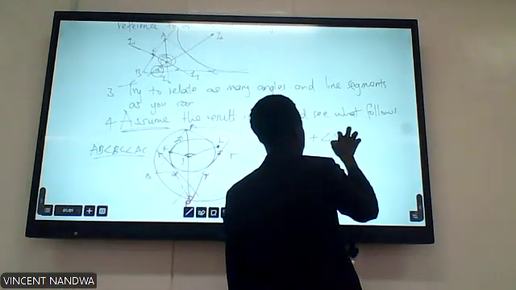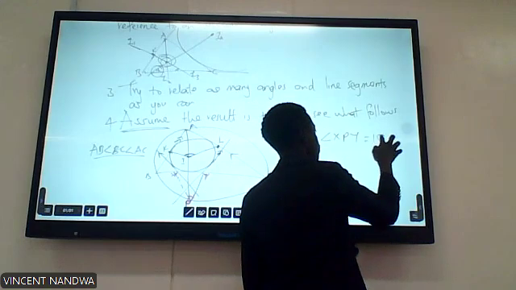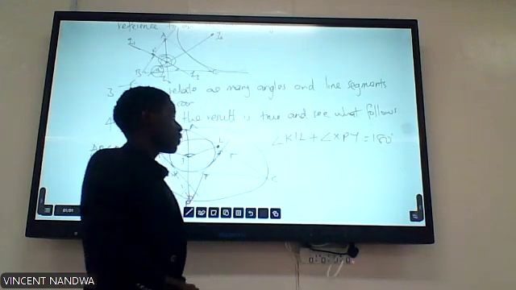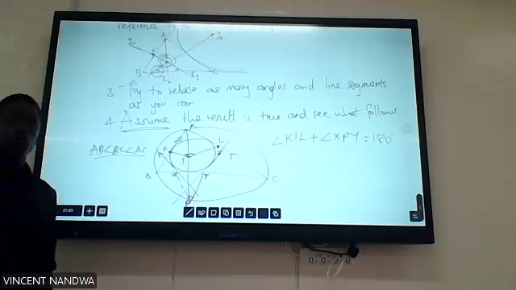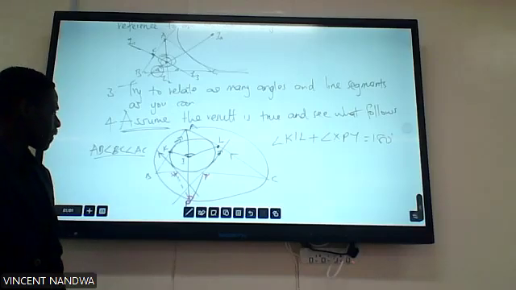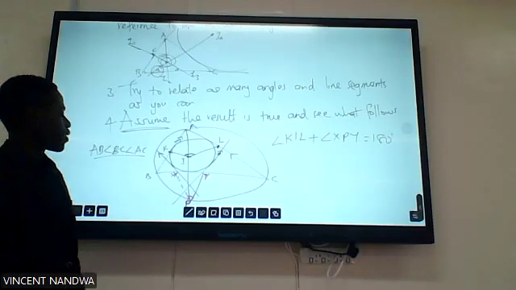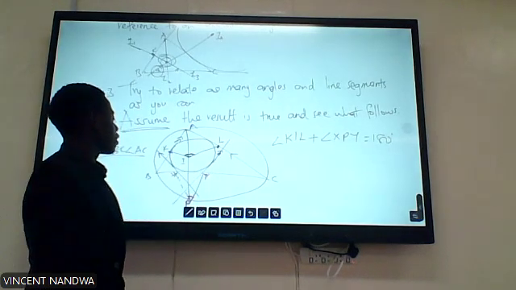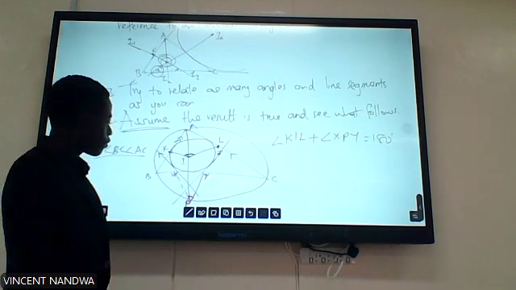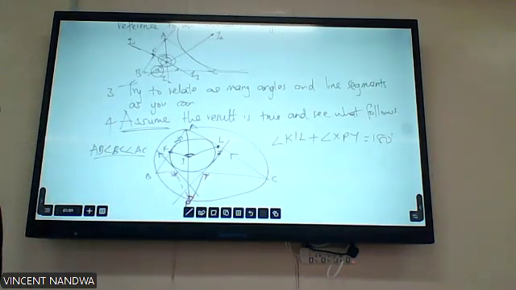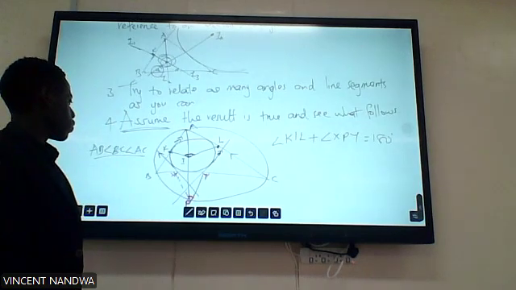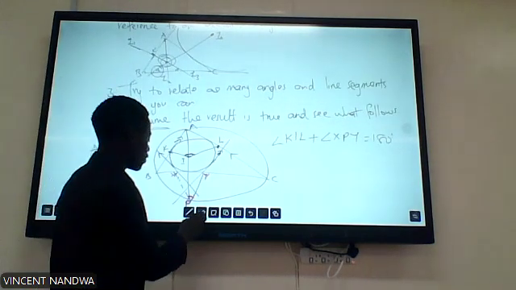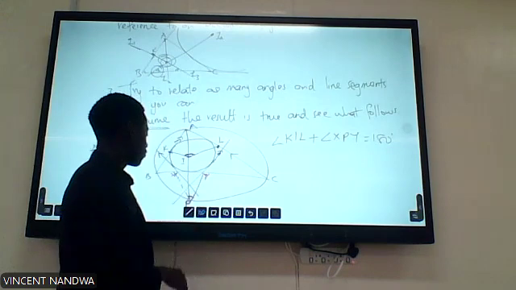plus angle XPY is equal to 180 degrees. That's the problem statement. So one thing you can do, even before you start solving, is assume that this angle plus this angle add up to 180. And one of the things you'll notice immediately, I won't solve this problem. I gave it to you guys, so you will solve it.